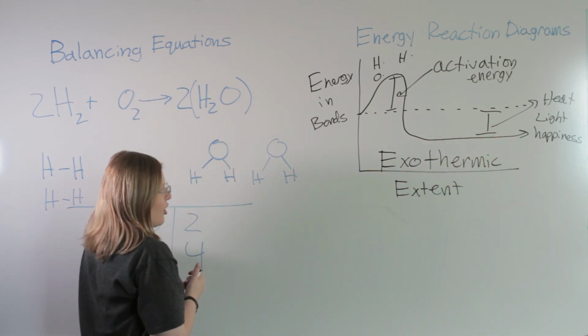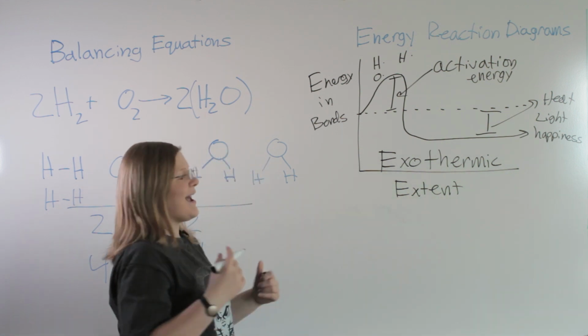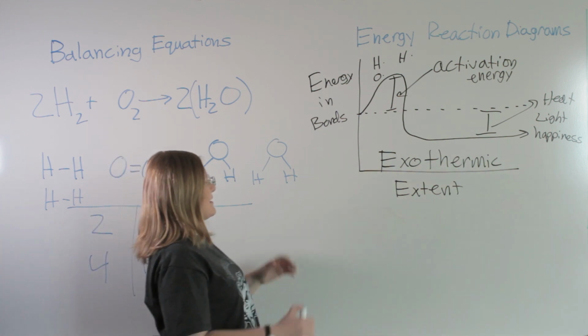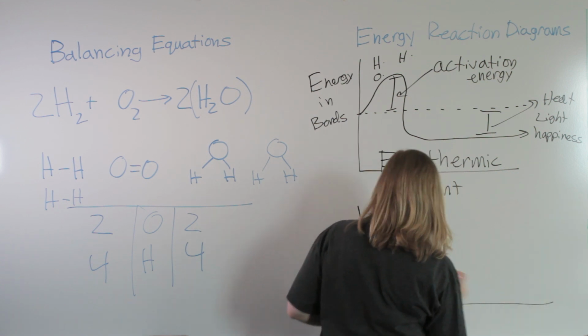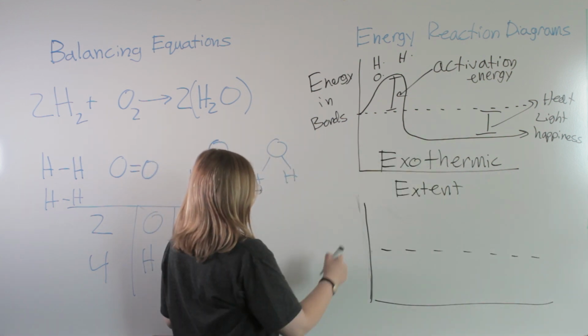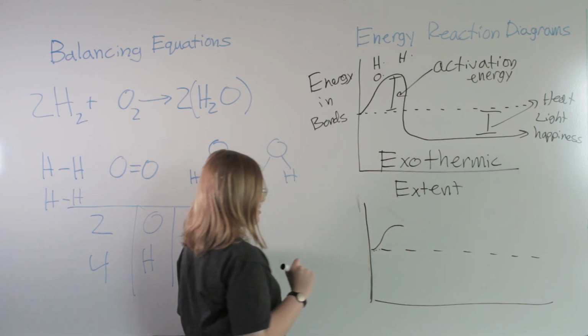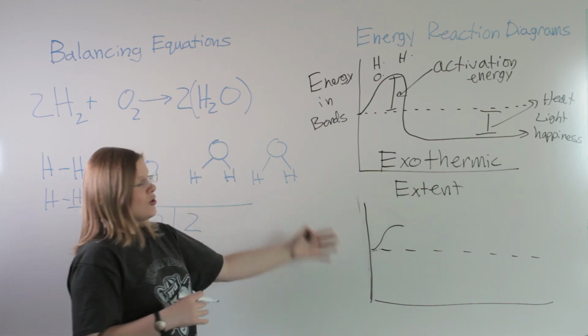Now I'm going to show you an example endothermic reaction. It's the other type of reaction we talk about, and in an endothermic reaction, we see something a bit different. Same X and Y axes, but all reactions are going to start out with some activation energy. You always have to break some bonds so that you can form new bonds.